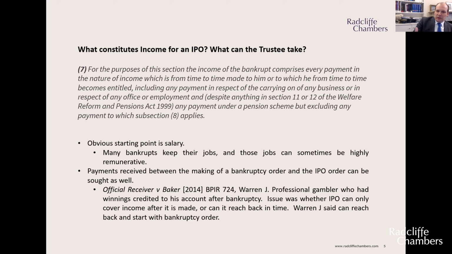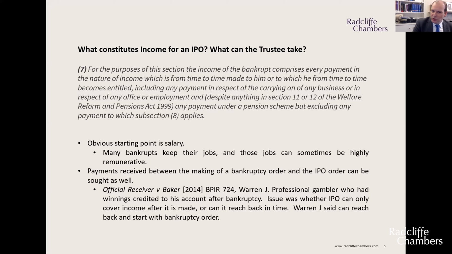Now, the obvious starting point is a bankrupt's salary. A lot of people go bankrupt and keep their jobs. That's just a regular element of daily life. Their liabilities outweigh their assets. They can't meet the cash flow test, but they get to keep their job. So the starting point is always to look to see whether the bankrupt has a job and how much they're actually earning out of that in the normal course of investigations. That would be the first place to start.